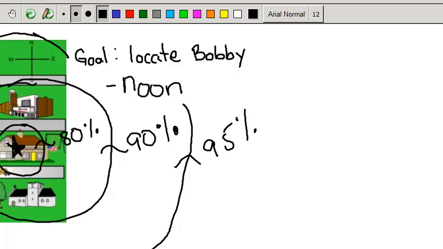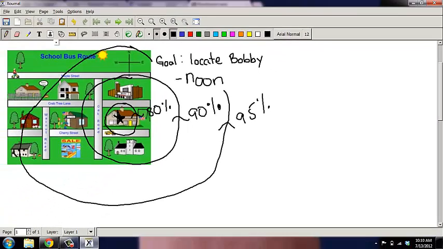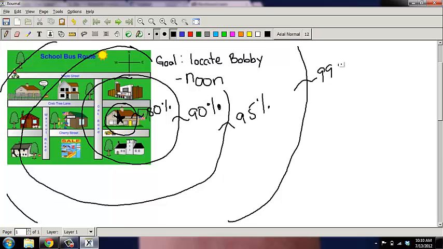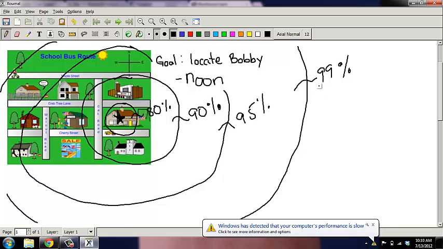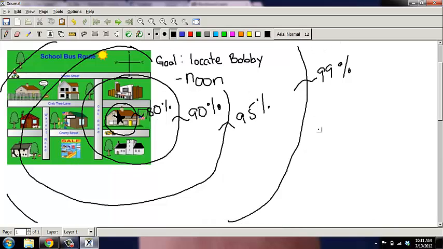And then finally I can extend it out to include the entire map. And if I do this, now we've included Bobby's house. Extending this out, we're now 99% certain that Bobby is somewhere in this area, given that it's noon. Notice I didn't go 100% because Bobby may have left town. Maybe he went to go see his grandma. We're really never 100% sure where Bobby is, but given the information, we're pretty confident that somewhere in this giant circle, Bobby is located.